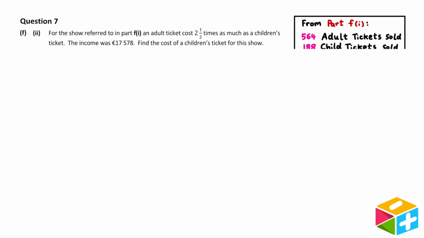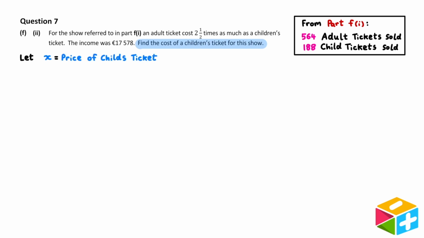In part (i), we found that there were 564 adult tickets sold and 188 child tickets sold. This information will be crucial when we're tackling this question. We're asked to find the cost of a children's ticket for the show, so let's let X be this unknown value, the price of a child's ticket. We know that an adult ticket costs 2.5 times as much as a children's ticket. So if X is the price of a child's ticket, the price of an adult's ticket will be 2.5 times X.